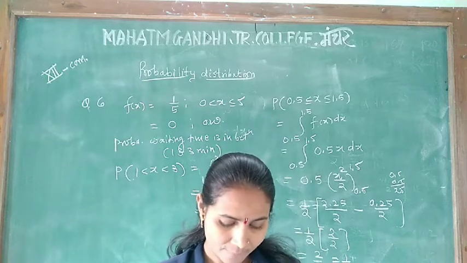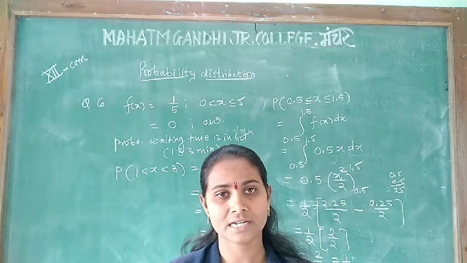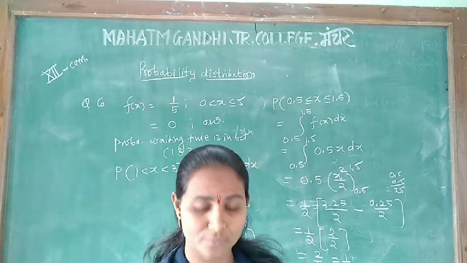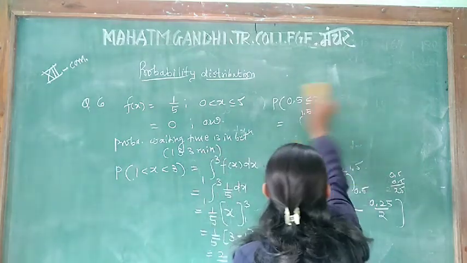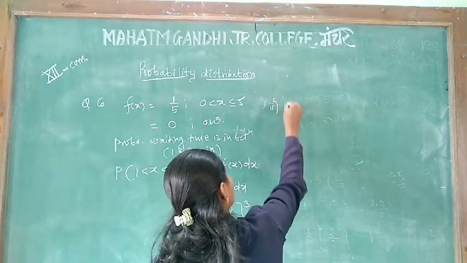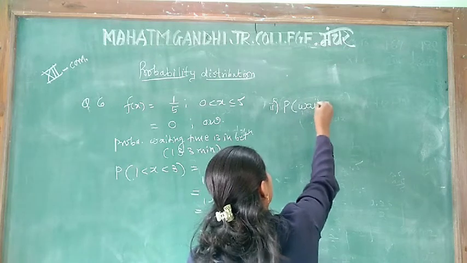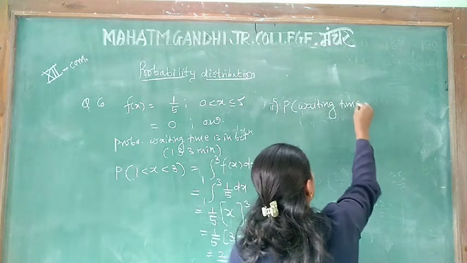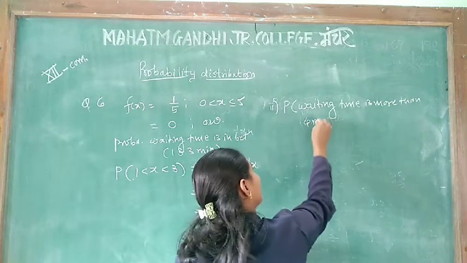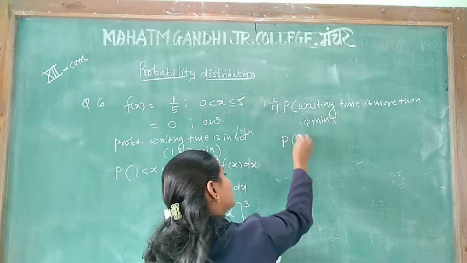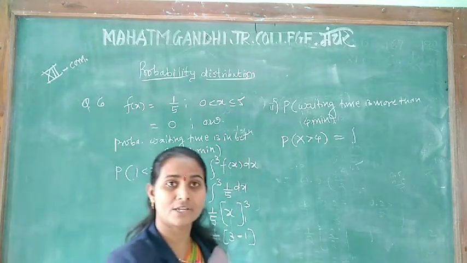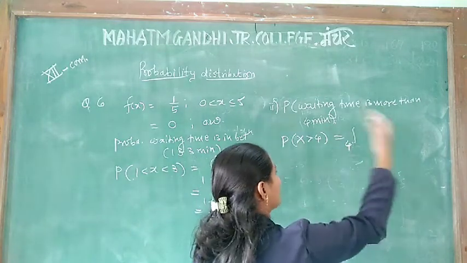Next question is here. Waiting time is more than 4 minutes. म्हणजे waiting time हा कसा आहे, 4 minutes पेक्षा जास्त आहे पण तो कमीत कमी किती आहे? Which lies between 0 to 5 minutes. So, probability that waiting time is more than 4 minutes. That means p of x greater than 4. X means what? Waiting time. तो 4 पेक्षा मोठा आहे. So 4 आणि जास्त किती असणार आहे तो?